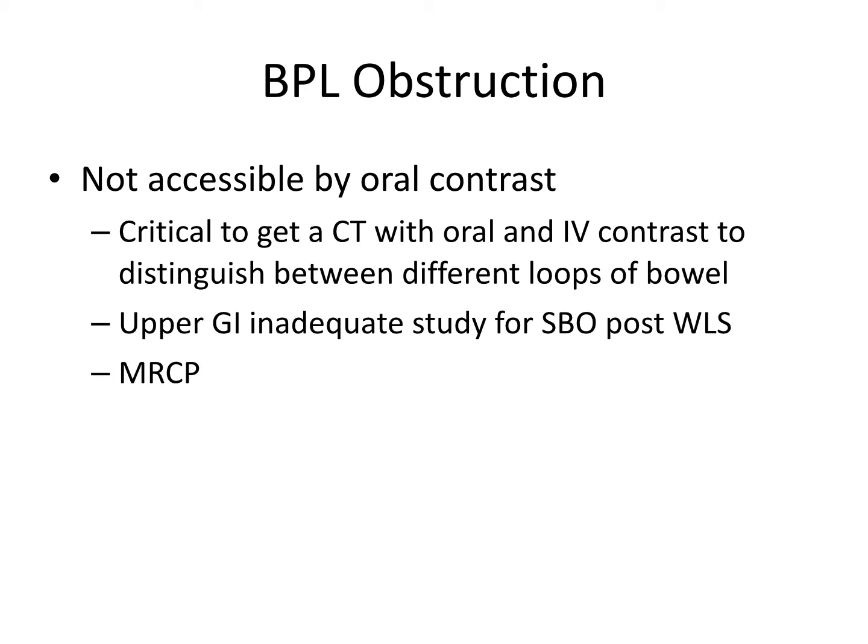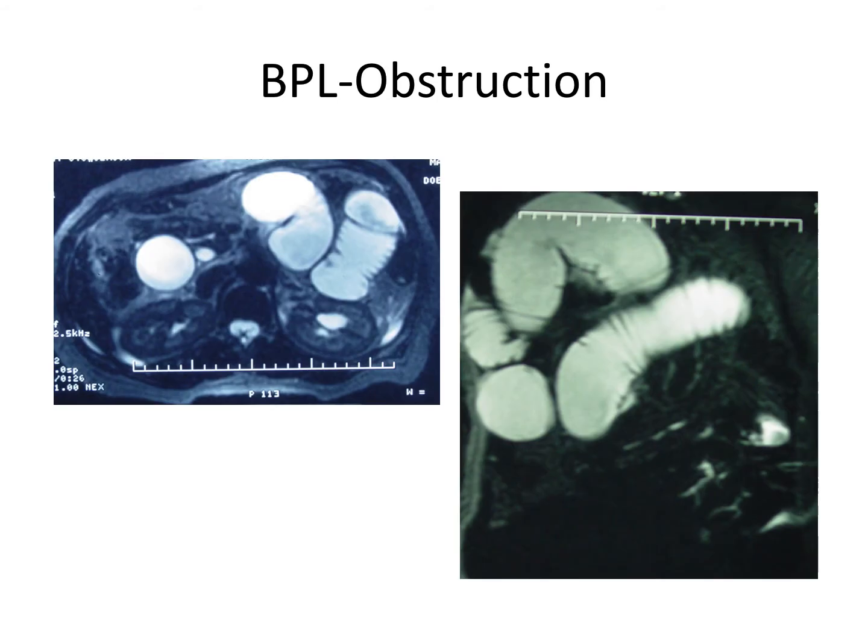One of the options would be to get an MRCP or MRI, and these two images are the MRCP of a patient that had biliopancreatic limb obstruction, who in fact had a CT scan that was read as normal with no evidence of bowel obstruction. This particular patient had presented with elevated liver function tests, which was also a telltale and indirect sign of something being related to the biliopancreatic limb.